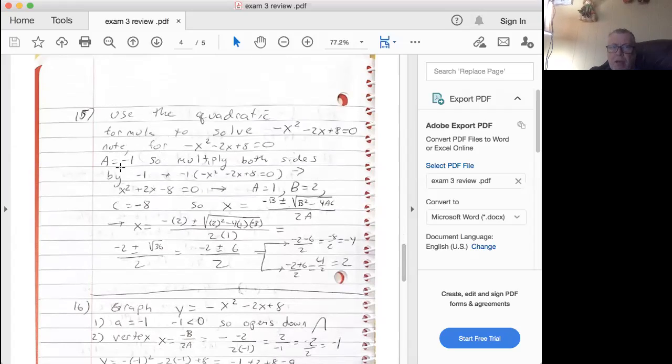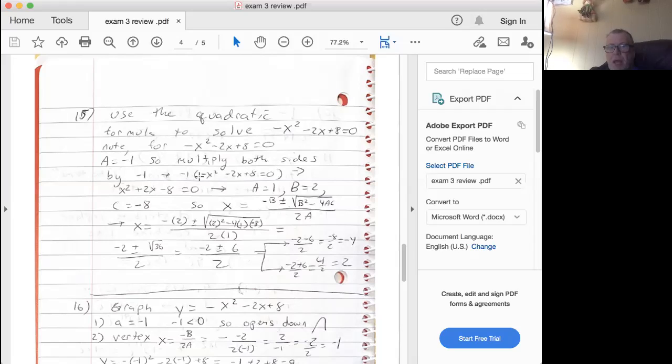We prefer to have a as a positive 1. Since they have a negative in front of this x squared, it's negative 1. So to make it positive, we'll multiply everything in the equation by negative 1. So that gives us negative 1 times minus x squared, which should be x squared. Negative 1 times minus 2x will be plus 2x. And negative 1 times 8 will be minus 8. And then over on the other side of the equal sign, negative 1 times 0 is still 0.